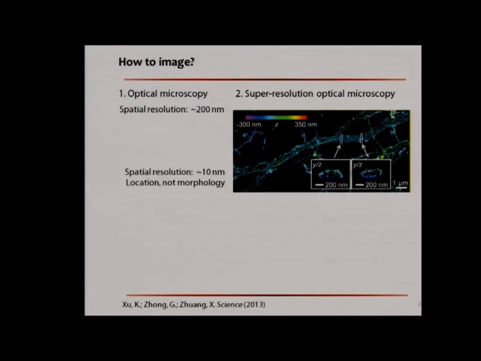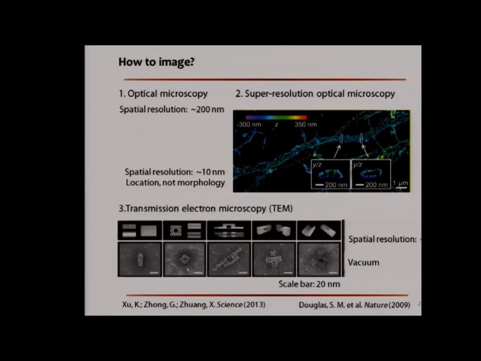Our old friend, the optical microscope, has a spatial resolution of hundreds of nanometers as determined by the diffraction limit, much larger than most biomolecules. The super-resolution optical microscope can increase the spatial resolution to tens of nanometers, but it achieves so by sacrificing its temporal resolution, not to mention it can only resolve location, not the morphology details at the nanometer scale. That's how we have this third option, the transmission electron microscope, or TEM.